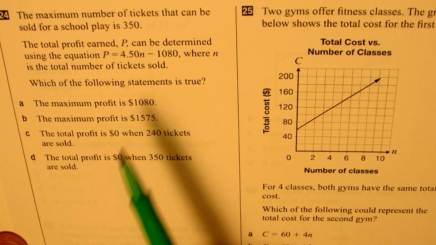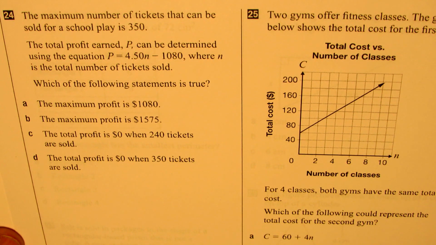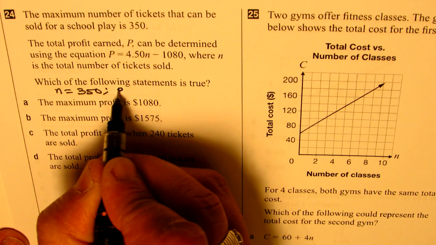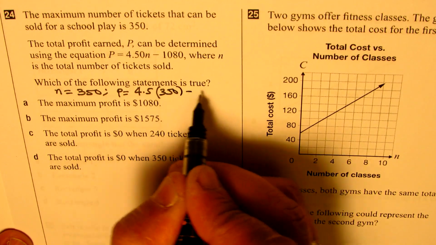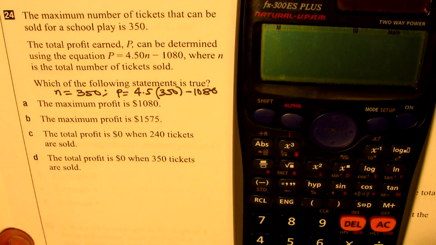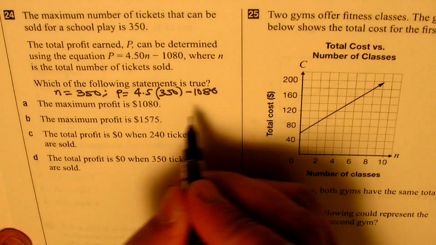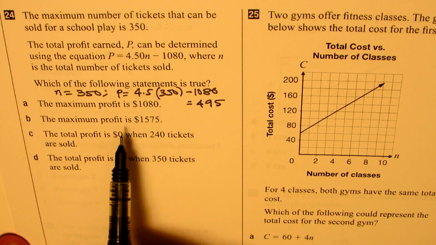So for finding the profit, what we can do is just plug in 350 and calculate, correct? So let's find the profit when n equals 350. In that case, what is P equal to? P will be 4.5 times 350 minus 1080. Let's use the calculator. So we have 4.5 times 350, and from here we'll take away 1080. That gives you 495, right? So we get this value as 495. Definitely, we cannot get 1080.